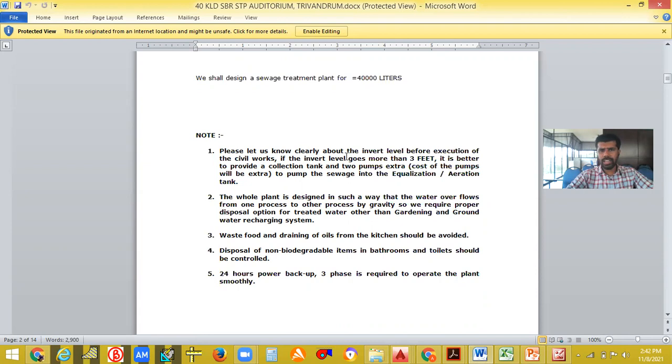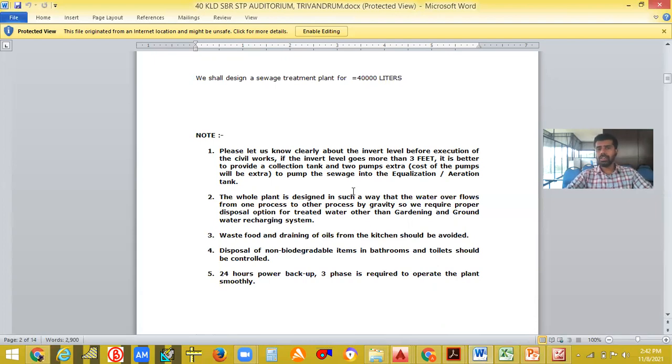Okay, please let us know clearly about the invert level before execution, because we have to work out the invert level and the slope of the pipe. Only with that slope will they be able to design or construct any tank, right? All these extra details we have to send them. If the invert level goes more than 3 feet, it is better to provide a collection tank and 2 extra pumps. So these are their requirements.